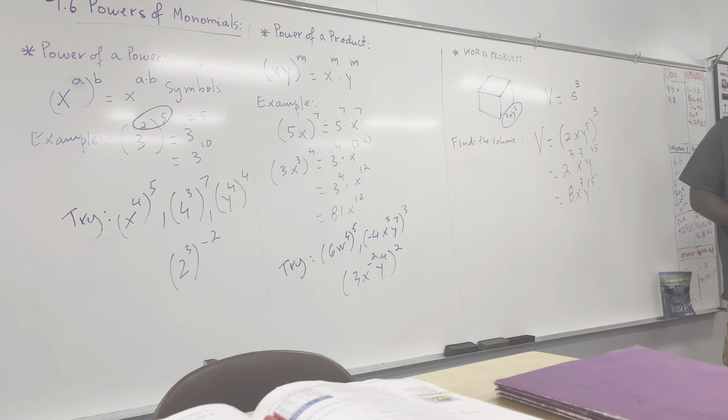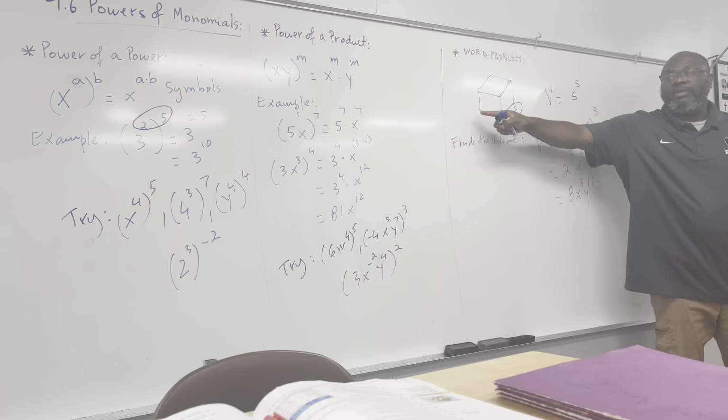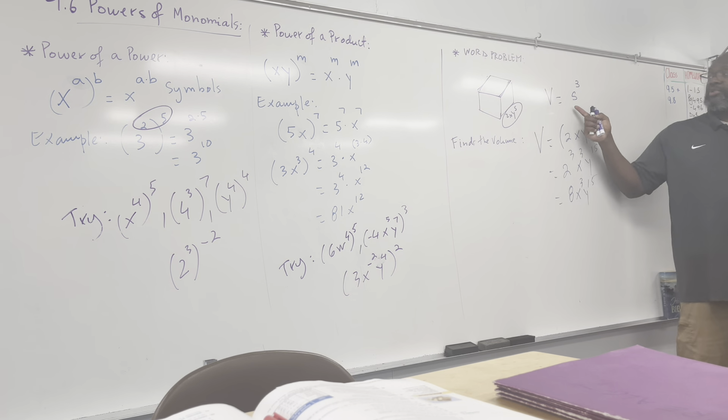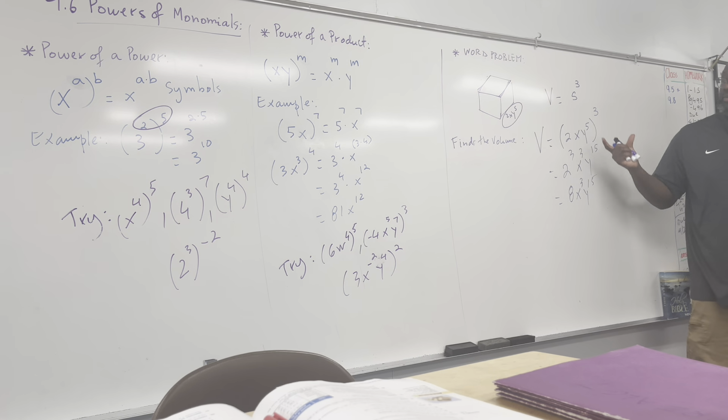So we learned two things here today: the power of a power and the power of a product, and then we applied it to a word problem. Want to find the volume of a cube? You can use this formula to do it. You can simplify it because other people are going to do this times this times this. Too much work. I'm just going to do it quickly. I'm just going to raise it to the power of 3 because the lengths are the same.